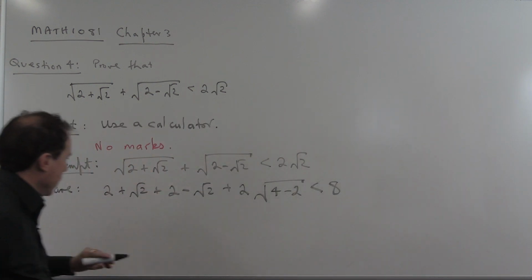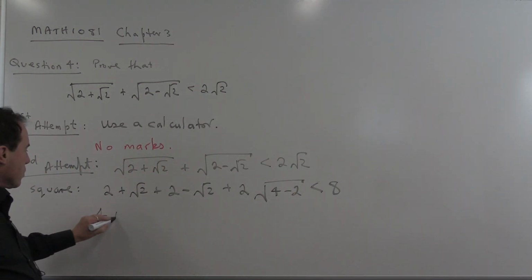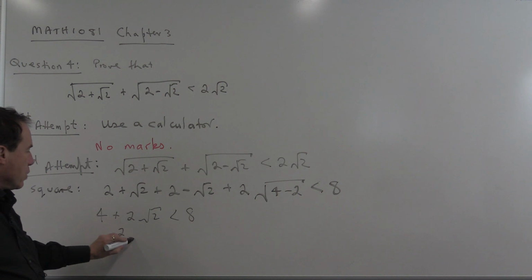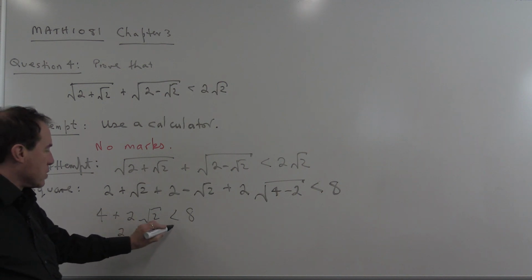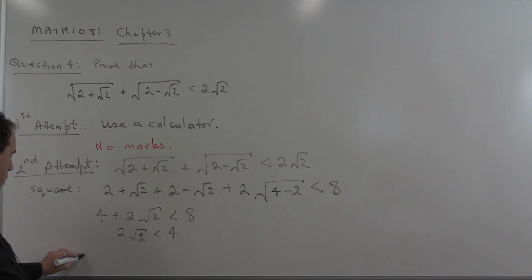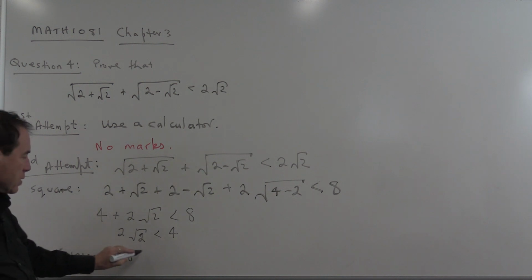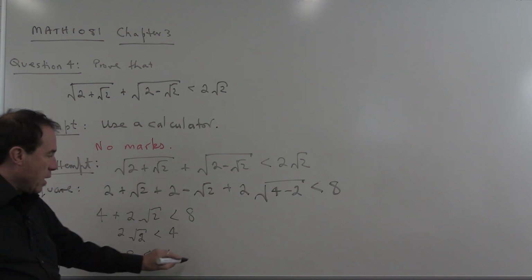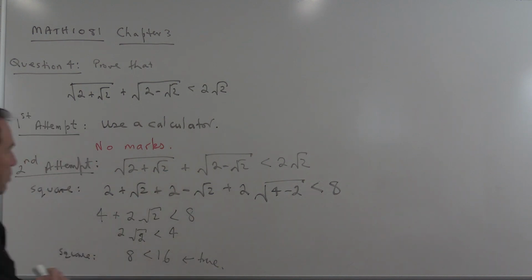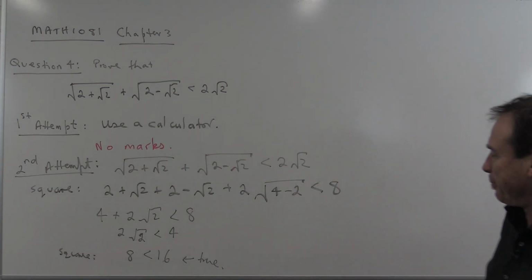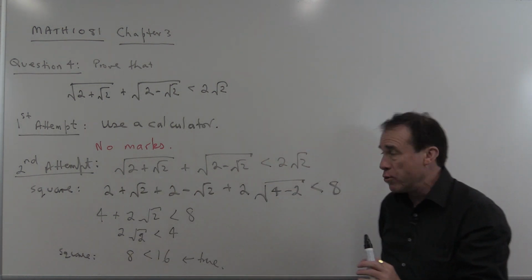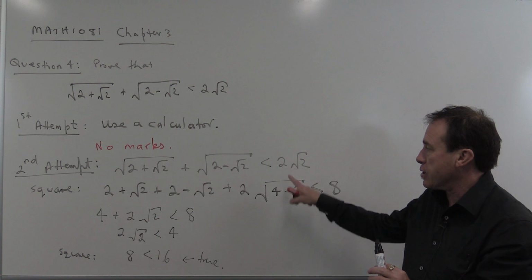Righto, so now I cancel out the root 2's, do a bit of simplifying. So I get 4 plus 2 root 2 is less than 8. Subtract 4 from both sides. 2 root 2 is less than 4. Square both sides. So I'm going to square now. Square both sides. That'll give me 8 is less than 16. And that statement is true. Therefore, my claim is that the original statement is true. After all, I started with this, I fiddled around with it, I got down to something which I know to be true, and therefore I want to try and conclude that what I started with was true.